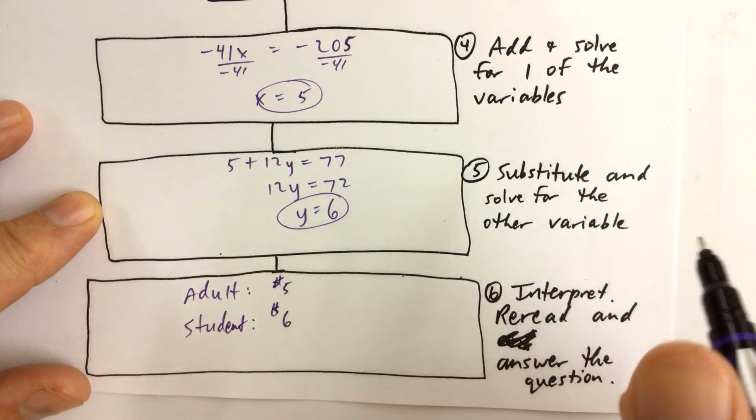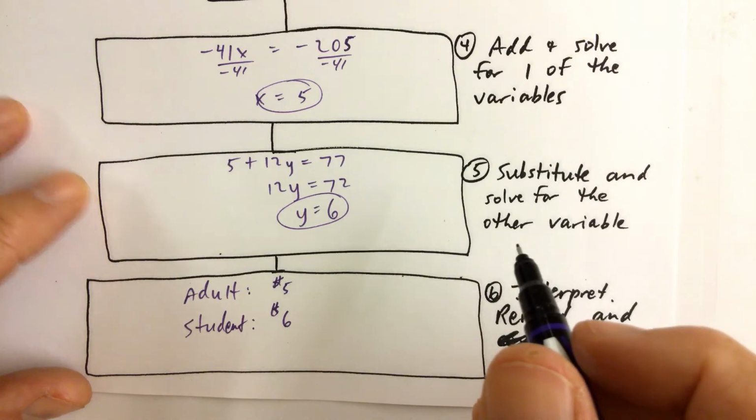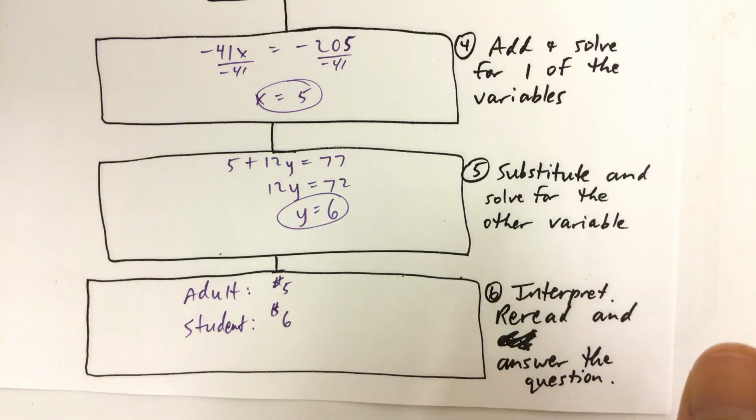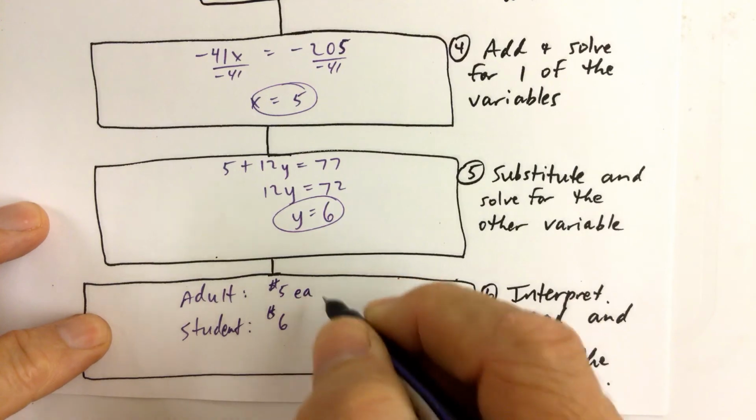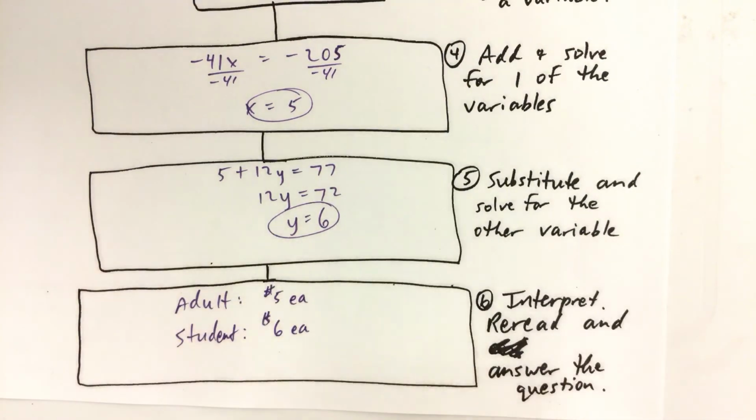Nevertheless, we found that y is equal to 6 and x is equal to 5, so we have the adult ticket price is $5 each and the student ticket price $6 each.